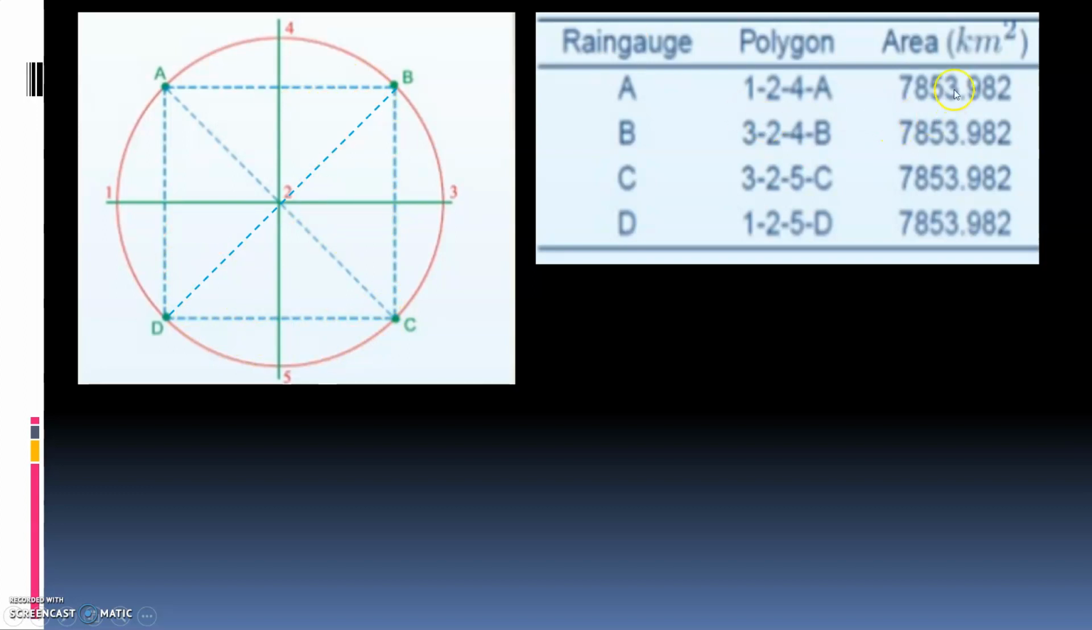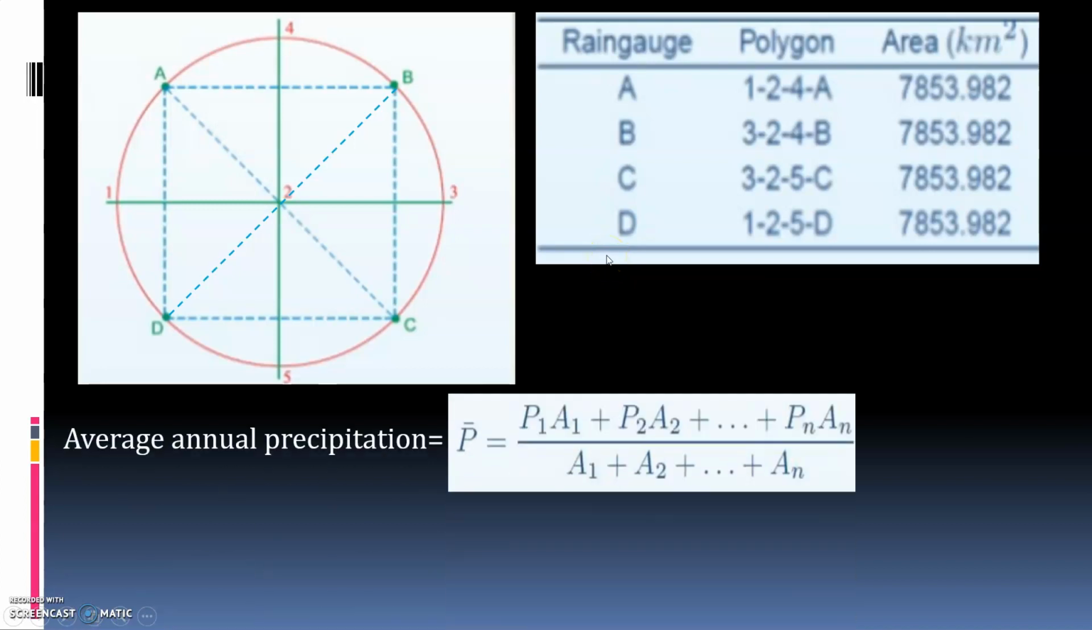How to calculate the area? Now, the radius is given, that is 100 kilometer. So, the area is pi r square. Here, there are 4 rain gauge stations, so you have to divide equally into 4 parts. So, pi r square divided by 4, and you will get 7853.98 for rain gauge stations A, B, C and D. All areas are the same.